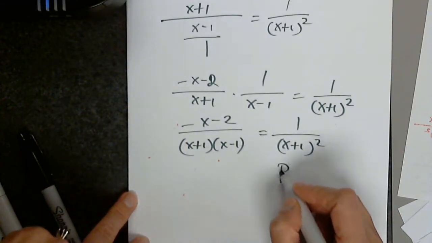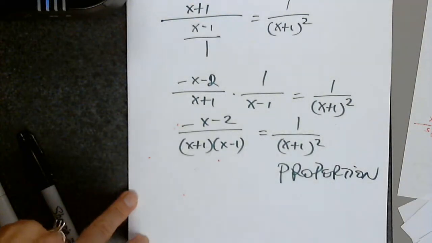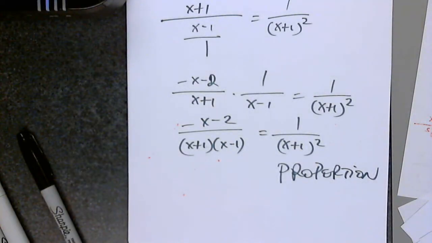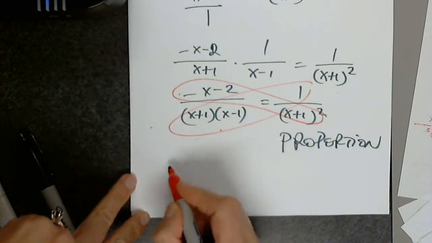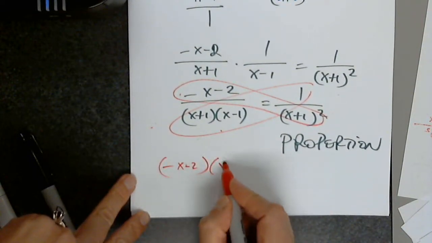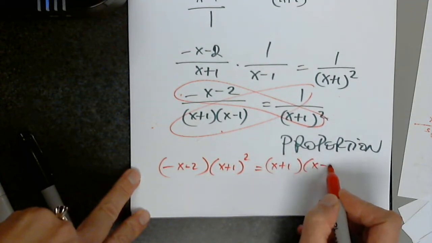Now this is a proportion. How do I solve a proportion? What do I have to do? And that works only in a proportion. Cross multiply. So I'm going to cross multiply. So I have negative x minus 2 times x plus 1 squared equals x plus 1 times x minus 1.